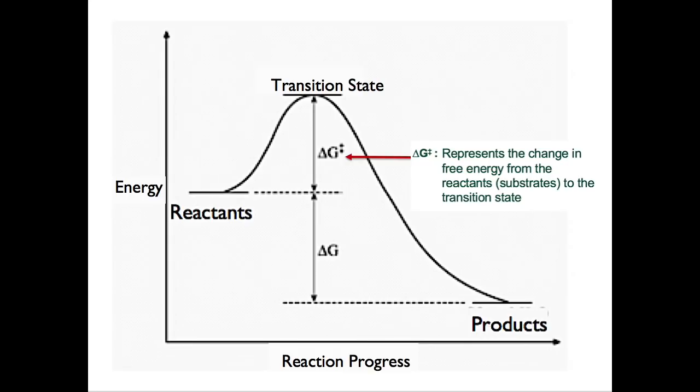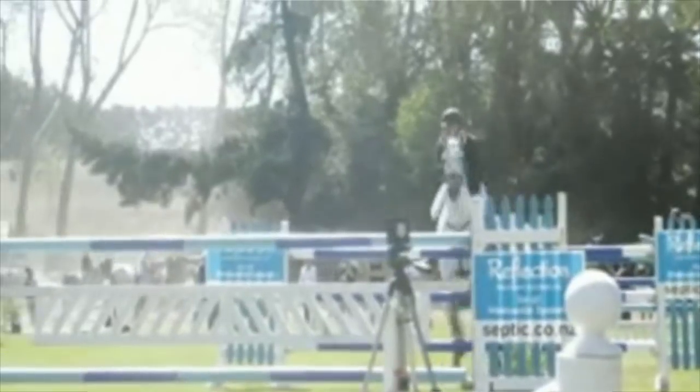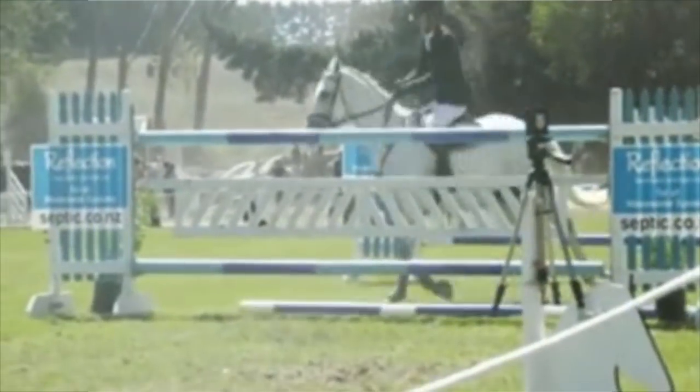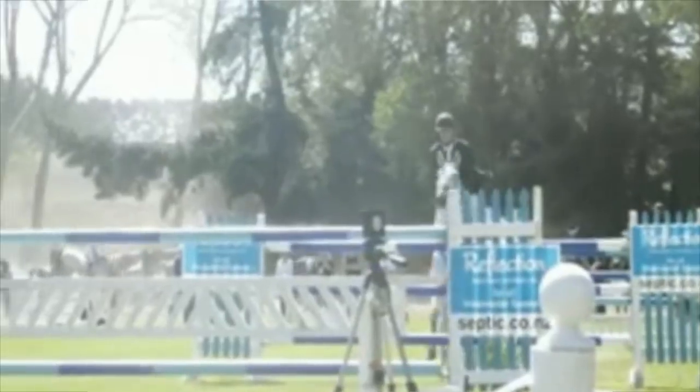And so here we see what that energy profile looks like. We're going from a lower energy of the reactants to a higher energy transition state, and this change in energy is called delta G double dagger, and it represents the change in free energy from the reactants to the transition state. This increase in free energy in going to the transition state represents an energetic barrier for the forward reaction. Some substrates just simply do not have enough energy to get over this barrier and make products.